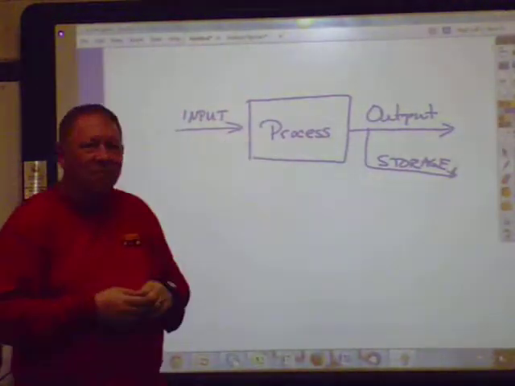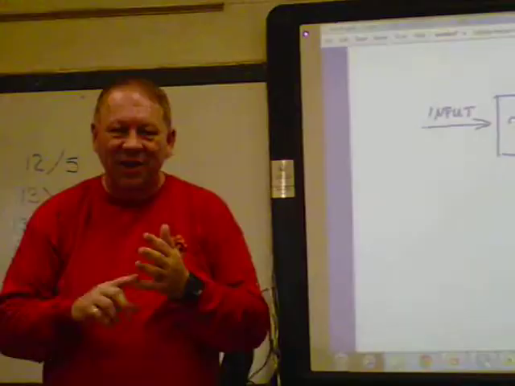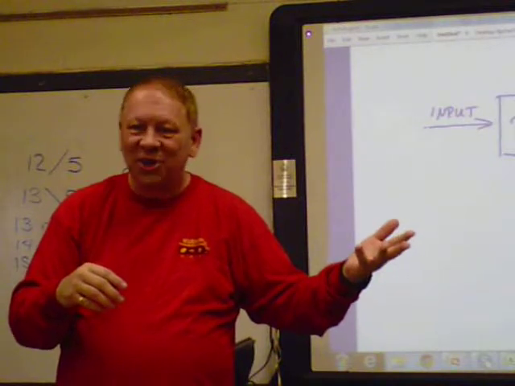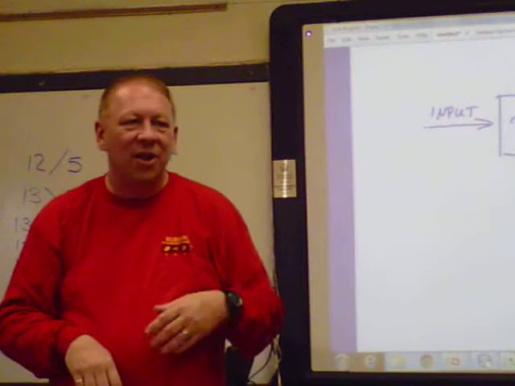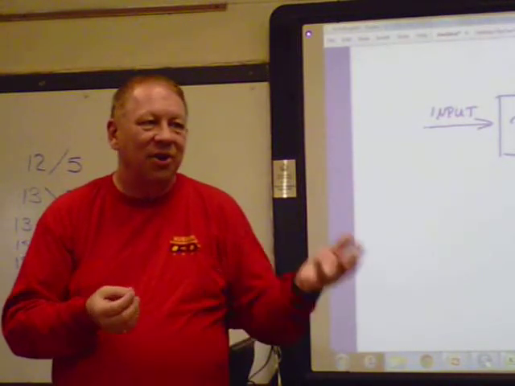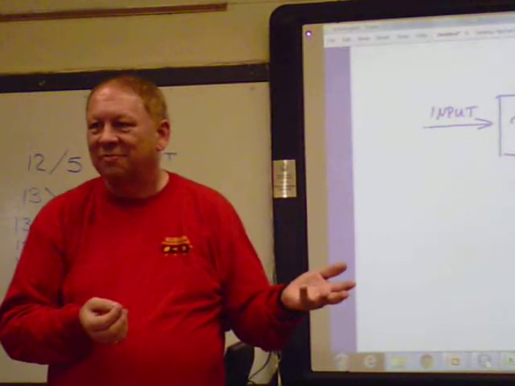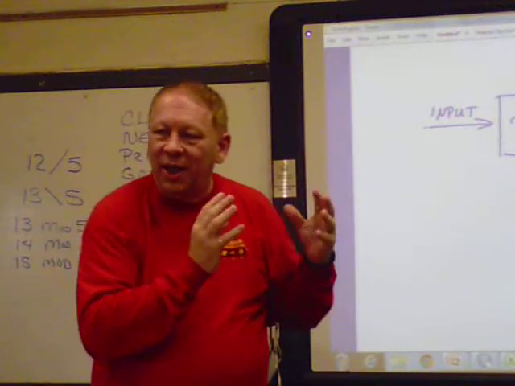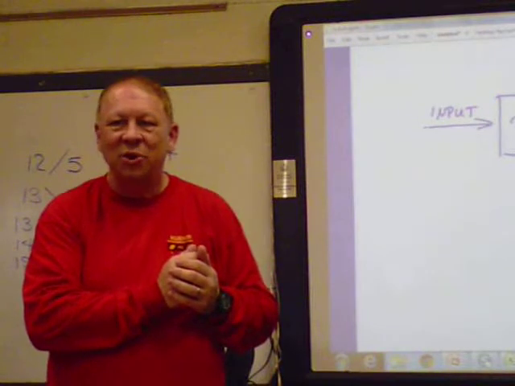Now, input is very important, because what comes out of the computer is only as good as what goes in. They have the statement, garbage in, garbage out. You put garbage in, you're not going to get anything good out of it. Happens a lot. So getting that input in correctly is an important step.